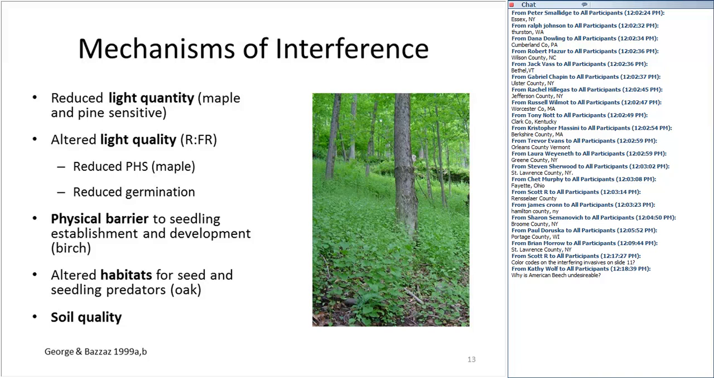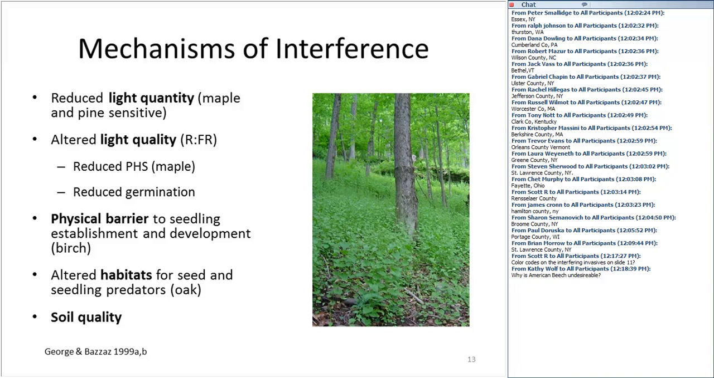Many of these interfering plants form a physical barrier. The best example of that is what ferns do. Ferns have, of course, the shading element of their canopy, but they have a very dense root layer. If you haven't tried this or seen it, go out into a fern field with a shovel and dig down through that root layer. It's a significant physical barrier to the ability of seedlings to push their first root, the radicle, down through that mat. There's also altered habitat for seed predators.